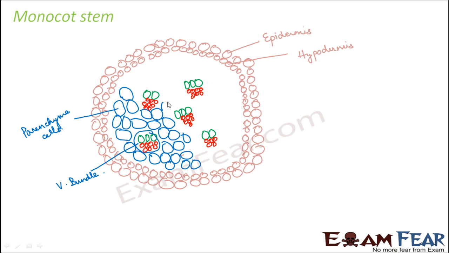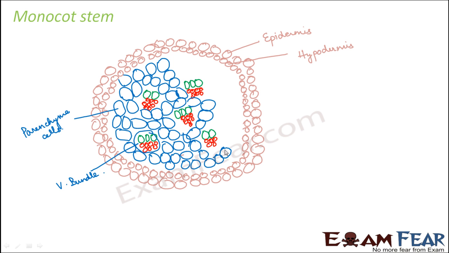So in a monocot stem, you do not have anything called endodermis, you do not have anything called pericycle, you do not have anything called cambium, no secondary growth, nothing is there. It is just that whenever you find scattered vascular bundles, it is going to be your monocot stem. So scattered vascular bundle is one of the prominent features of the monocot stem.